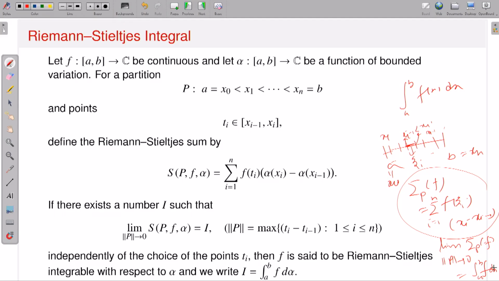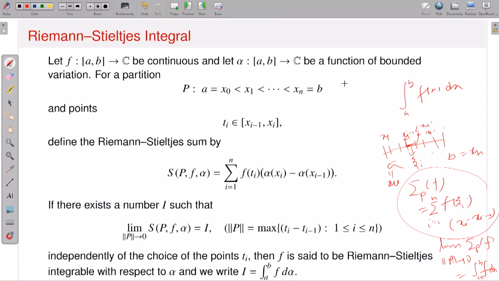Now the same notions I can extend in the context of functions of bounded variation. What does it mean? I will give the same definition that you know in the case of Riemann integration. The Riemann-Stieltjes integral is the integration of f, but this time with respect to a function of bounded variation. That means I will give a meaning to the integral of f(x) d nu(x), where nu is a function of bounded variation. If we take nu(x) equal to x, it gives you the Riemann integral.